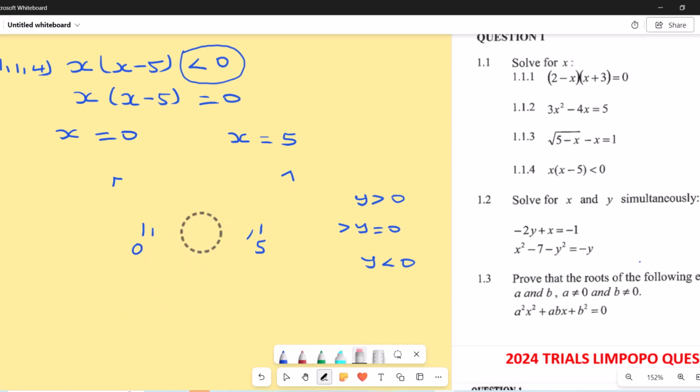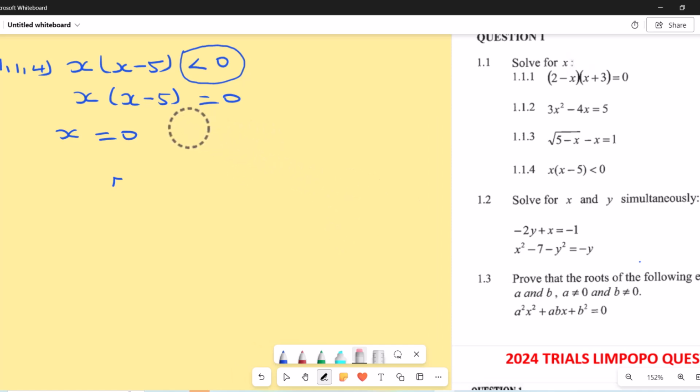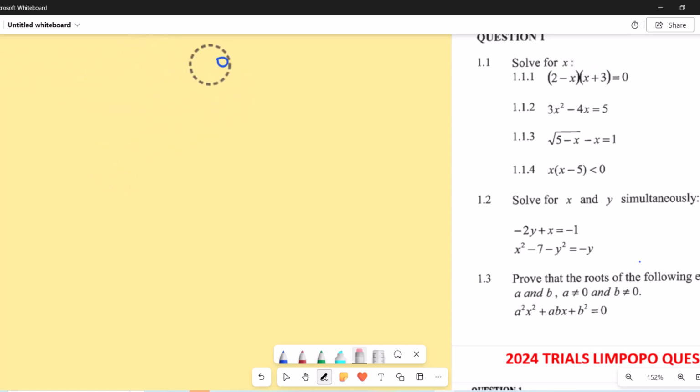They say solve for x and y simultaneously. Now we have the first equation, that's negative 2y plus x equals negative 1. And we also have x squared minus 7 minus y squared equals negative y. So to solve simultaneously, the one which is linear, we are going to first make x the subject of the formula, then substitute in the one which is not linear.